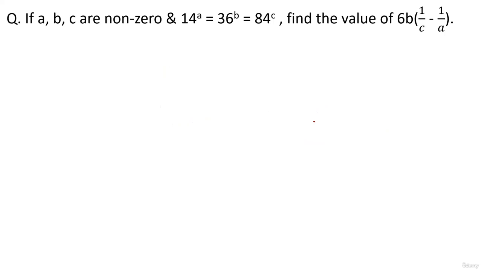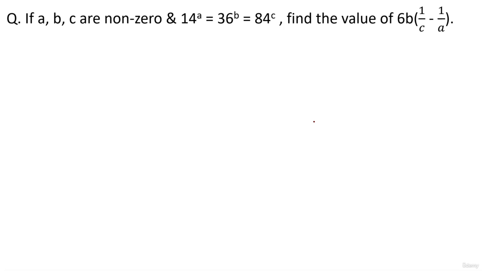If A, B, C are non-zero and 14 raised to A is 36 raised to B is 84 raised to C, find the value of 6B into 1 by C minus 1 by A. Again, as I've told you several times during the class, you can just pause the video anytime and attempt the question, and then you can resume to look at the solution that we're discussing.